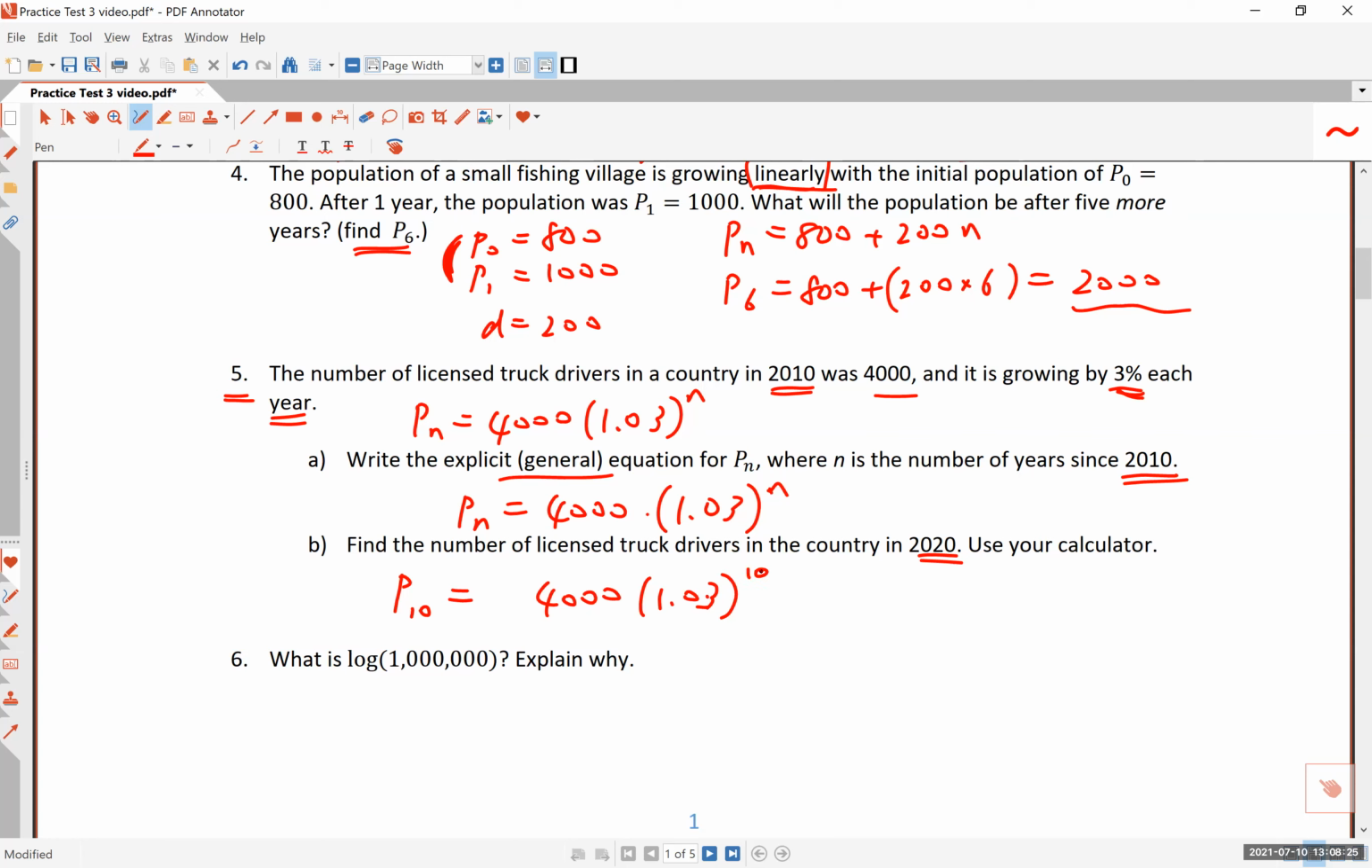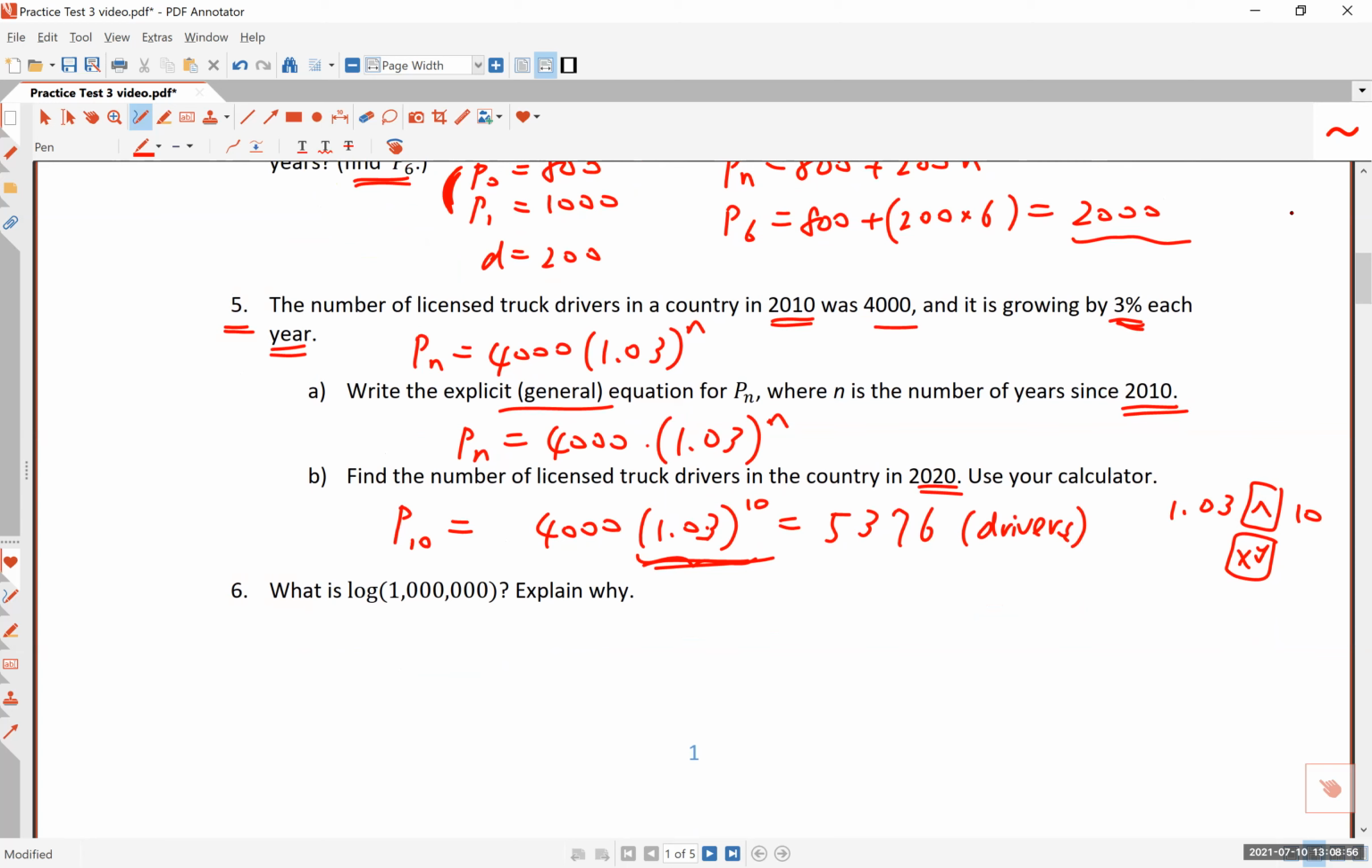Okay, and that's pretty much all you have to do. If you do this calculation, make sure, again, you do this part first. And typically on the calculator, you would do a caret 10, and that's how you find it. Sometimes it's x to the y. And then you multiply this result by 4,000. You will get 5,376 if you round to the nearest whole number. And so the answer is this country will have about 5,376 truck drivers. Okay, so those are the first 5 questions.